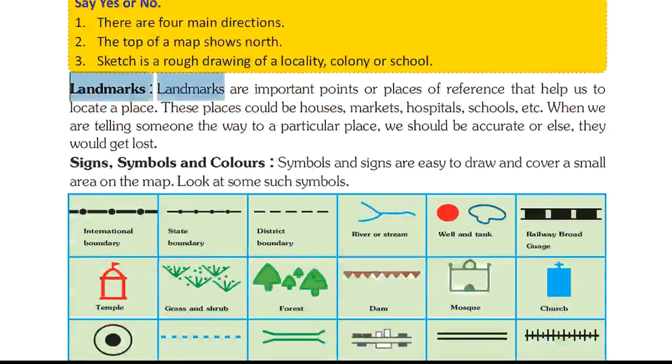Landmarks. Landmarks are important points or places of reference that help us to locate a place. These places could be houses, markets, hospitals, schools, etc. When we are telling someone the way to a particular place, we should be accurate or else they would get lost.